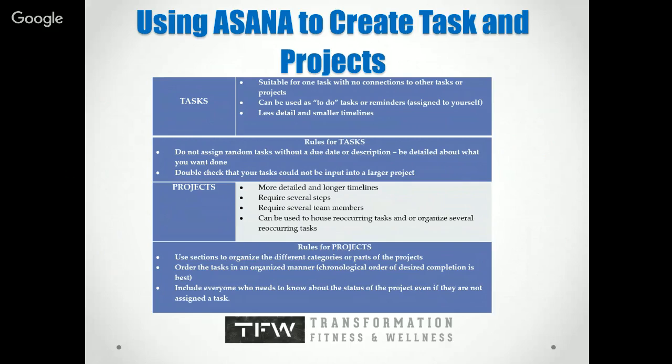Projects. Projects are more detailed with longer timelines, require several steps, and require several team members, obviously. They can be used to house reoccurring tasks in an organization, several reoccurring tasks. And then the rules for projects: use sections to organize the different categories or parts of the project. Order the tasks in an organized manner. Chronological order of desired completion is best, obviously. Keep it organized. Include everyone who needs to know about the status of the project, even if they're not assigned to a task. Or maybe you don't, because they don't need to see what's going on with that. They're not associated with it. They don't need to be worried about it.